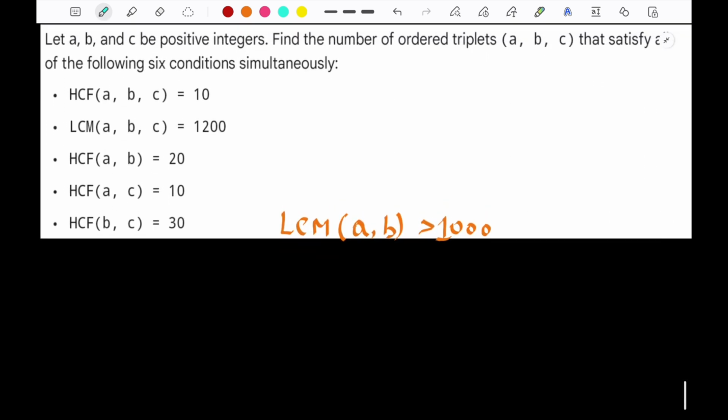Next question says, let a comma b comma c be positive integers. Find the number of ordered triplets that satisfy the following conditions. Amazing. There are 5 conditions that are given. HCF of a comma b comma c is equal to 10. LCM of a comma b comma c is 1200 and HCF of a comma b is 20. HCF of a comma c is 10 and HCF of b comma c is 30. Now this is pure logic and amazing.